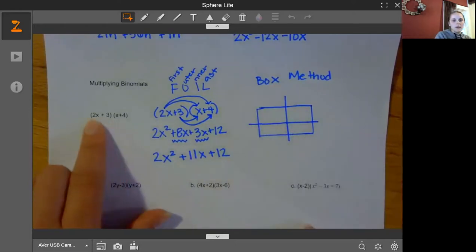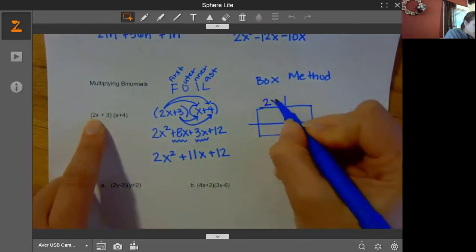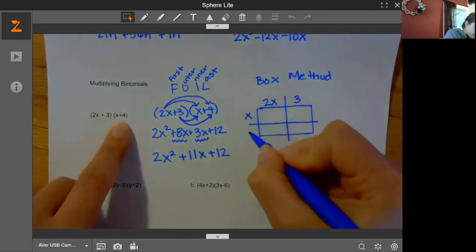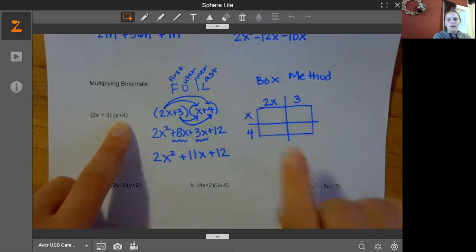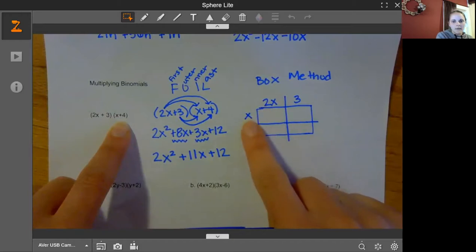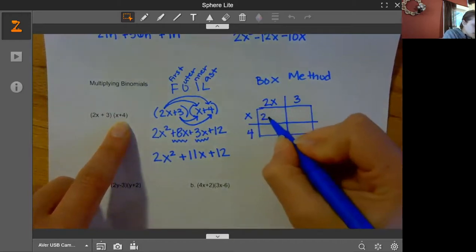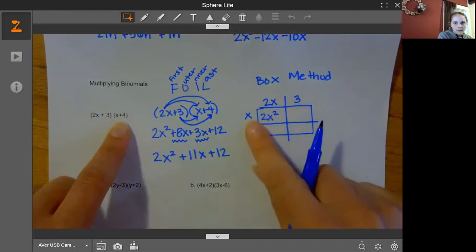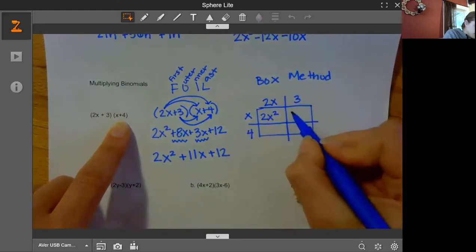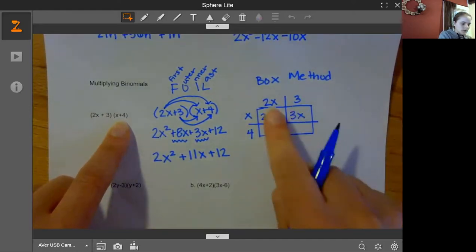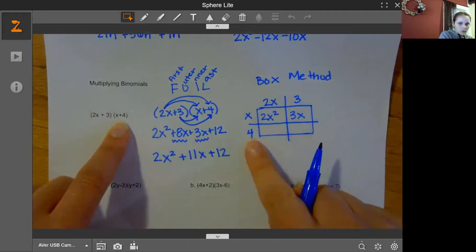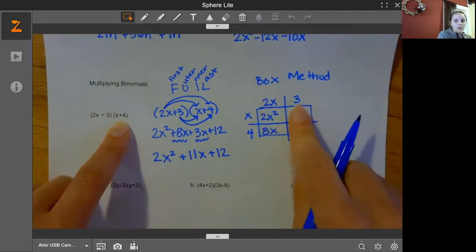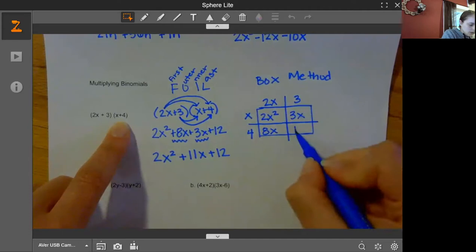Okay, and you'd put one of your terms up here, so 2x plus 3, and then you would put the other one going down the side, so x plus 4. Okay, so I need to do 2x times x, which gives me 2x squared. I need to do 3 times x, which gives me 3x. I need to do 2x times 4, which gives me 8x. And I need to do 3 times 4, which gives me 12.